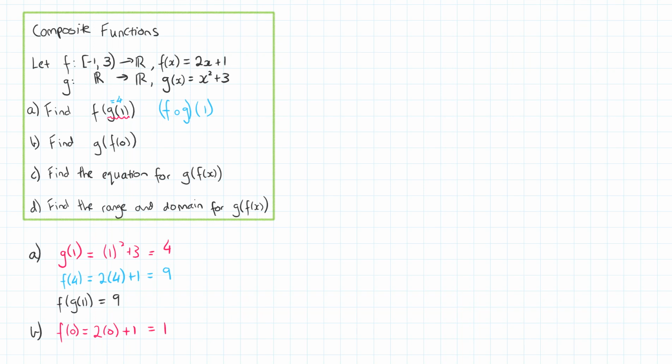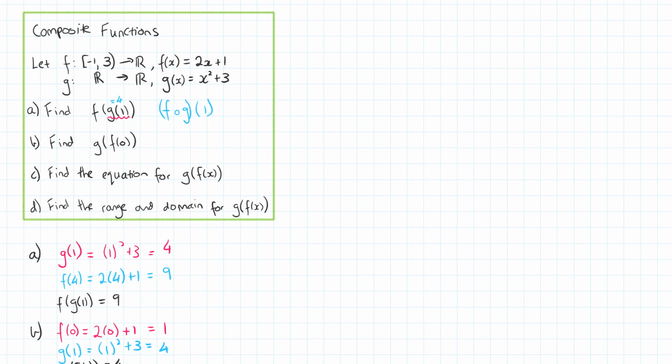So I've worked out what f of 0 is, which is 1. Now I need to do g of 1. So now we substitute x into g. So 1 squared plus 3 equals 4. So the overall answer to g of f of 0 is 4.